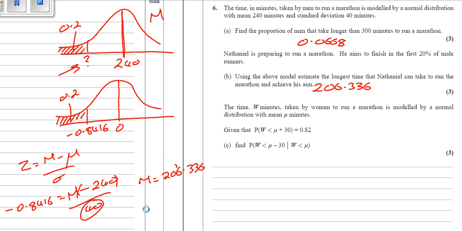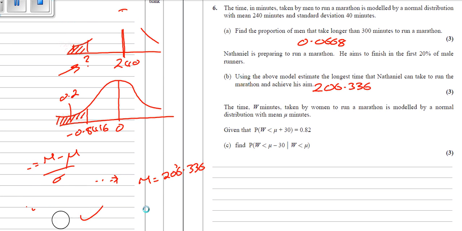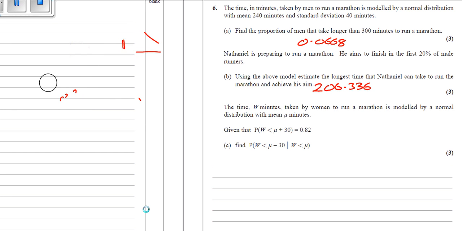206.336. Now the time taken by women to run a marathon is modeled by a normal distribution with mean mu minutes. Given that P(W < mu + 30) is 0.82, we've got to work out this here. Now that looks incredibly complicated, but if we start to think about what that means, it's not quite so bad, because again, we're going to do a diagram.